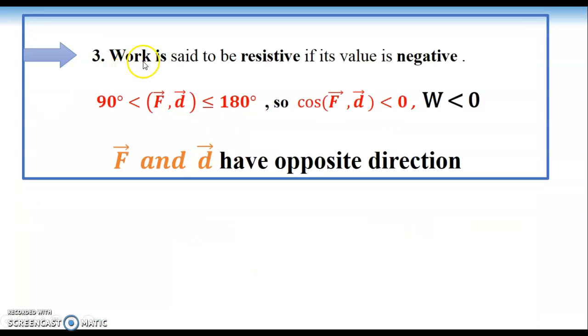The third case is the work is said to be resistive if its value is negative. Again, it gains this negative value from the cosine. If the angle between F and D vectors is between 90 and 180, this means it belongs to the second quadrant, then cosine is less than 0 and thus the work is less than 0, because F times D times cosine, positive times negative, is going to be negative. And in this case, F vector and D vector have opposite directions.